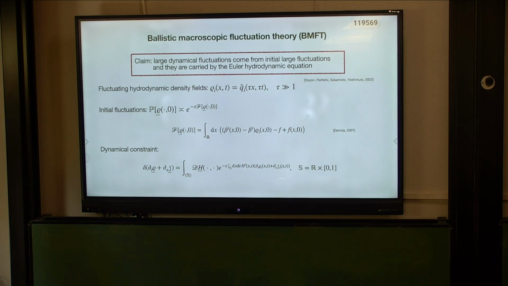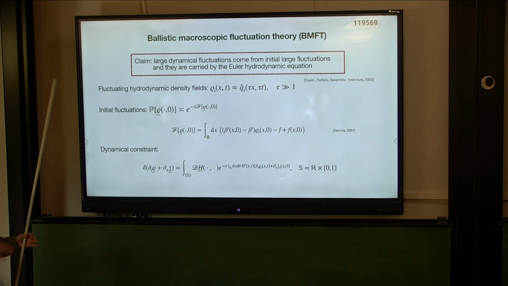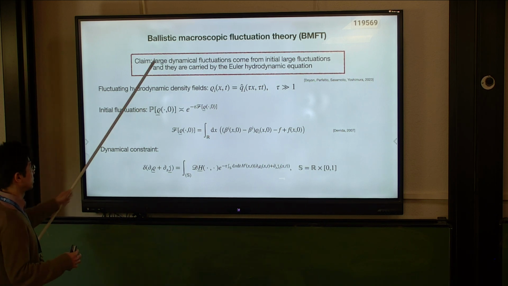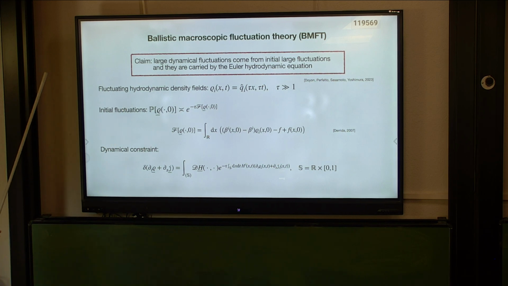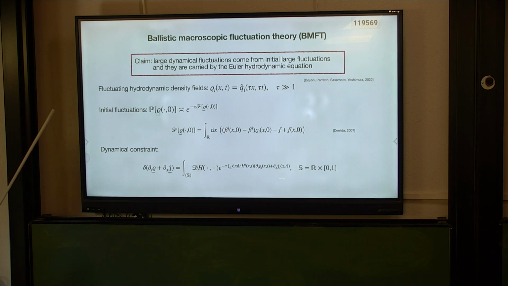Okay, so here is the important theory. The theory I'm going to use is called BMFT, ballistic MFT. Although I won't give you the full details, the main principle of this theory is very simple. It tells you that in integrable systems, or in general in any many-body systems that have ballistic transport, the only large fluctuations that contribute at a later time are coming from the initial conditions. So what you have to do is feed the initial conditions properly into this theory and propagate these initial conditions using the Euler-order hydrodynamics. Let me explain how one can implement that idea.